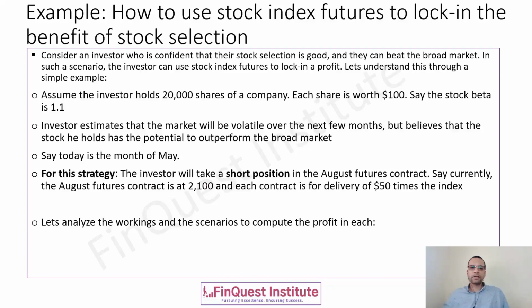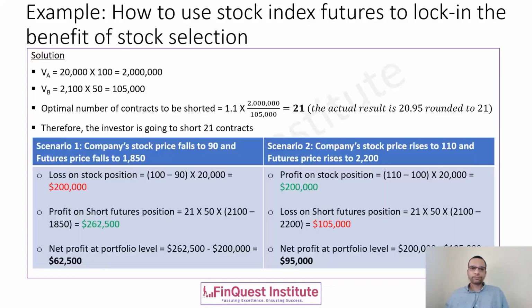The August futures contract is at 2100, and each contract is for a delivery of 50 times the index. So this is the standard multiple which has been prescribed by the index. So let's understand the scenarios, and let's focus on the workings which depict the way in which the profit can get locked in if the investor is confident and if the market moves accordingly.